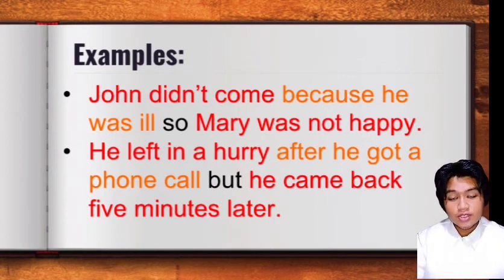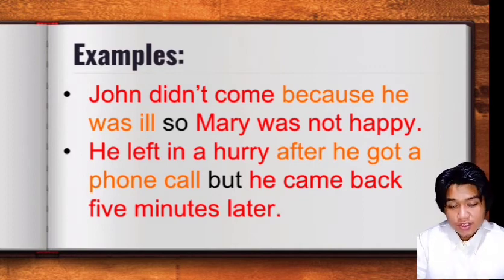Examples are: John didn't come because he was ill, so Mary was not happy. Another would be: he left in a hurry after he got a phone call, but he came back 5 minutes later. As you can see in the first example, if we break down this sentence, you would immediately notice which of these are the independent clauses. To indicate, these independent clauses are John didn't come and Mary was not happy.